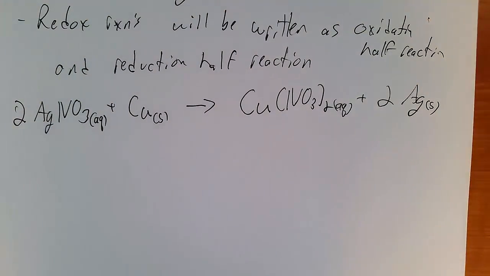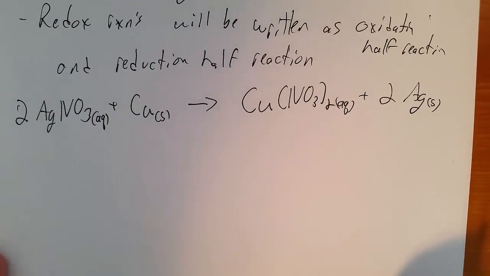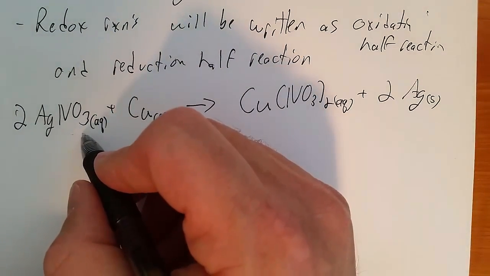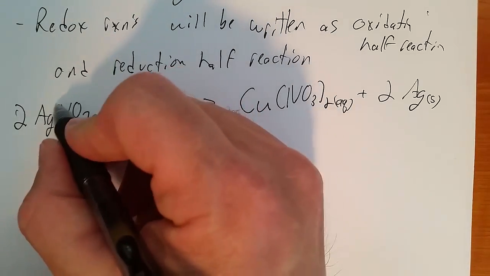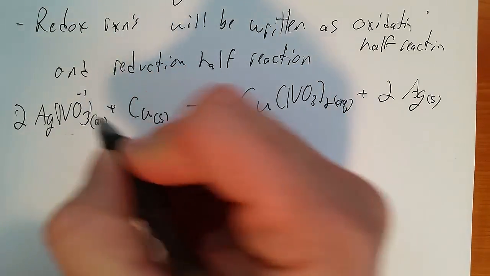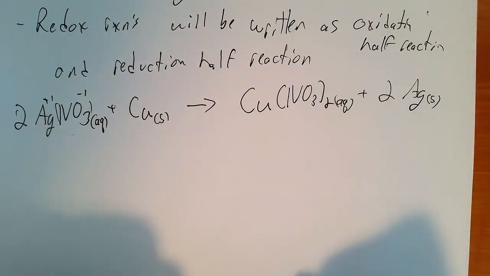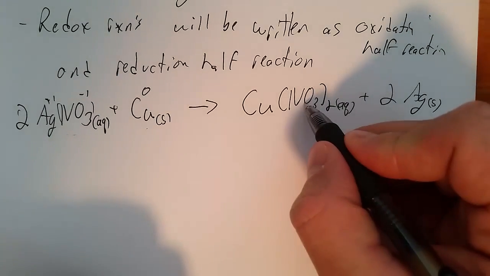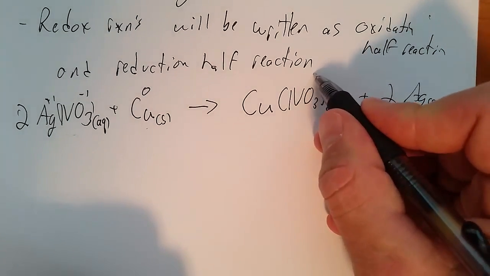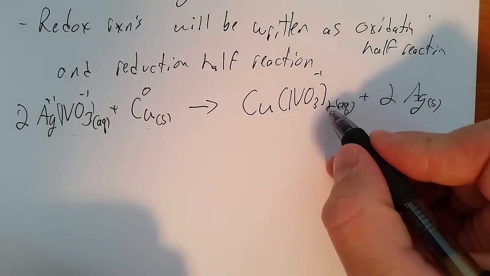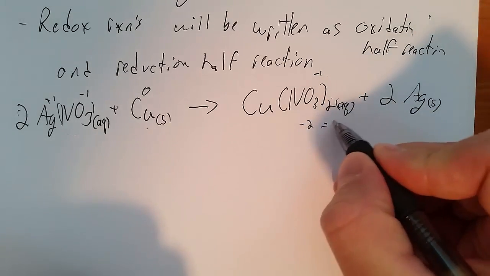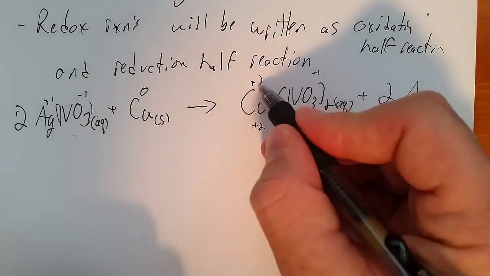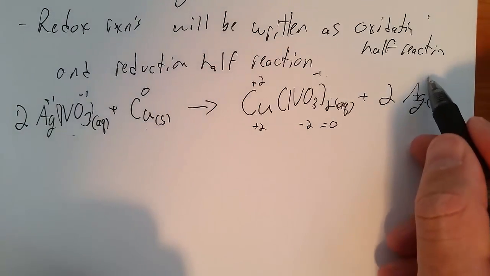So when we're doing redox reactions, the first thing we have to do is assign oxidation numbers to everything. NO3, if we look on Table E, it's nitrate, which is NO3 minus 1. The whole thing's minus 1, so that means the silver is going to be plus 1. An element by itself is 0. Nitrate, each one is minus 1, but there's 2 of them, so minus 1 times 2 is minus 2. The whole thing has to be equal to 0, so copper is going to be plus 2. And an element by itself is 0.